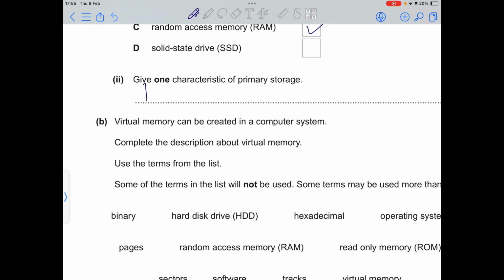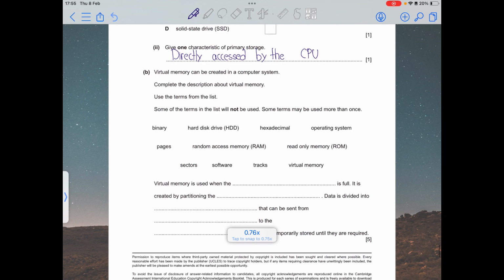It can be directly accessed by the CPU, which is basically why you move the data into RAM when you're using it frequently, which improves the performance of the computer because that data can be accessed faster.